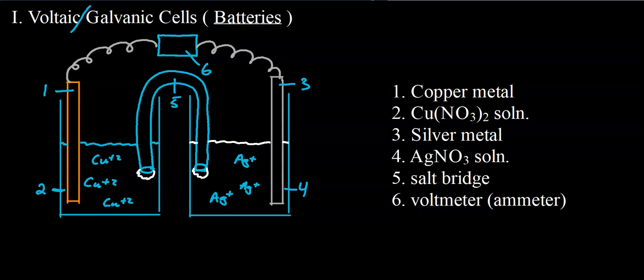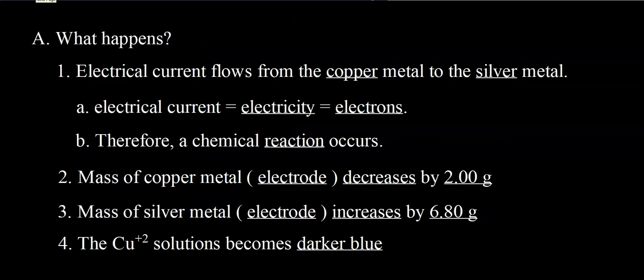All right, so let's say that you put all of this together and you let the reaction go. What happens? I'll be flipping back and forth to this diagram. Electrical current flows from the copper metal to the silver metal. What is electrical current? Well, electrical current is essentially electricity. What is electricity? Movement of charged particles, or movement of electrons. So we have electrons being transferred from one substance to another. Therefore, we have a chemical reaction that occurs.